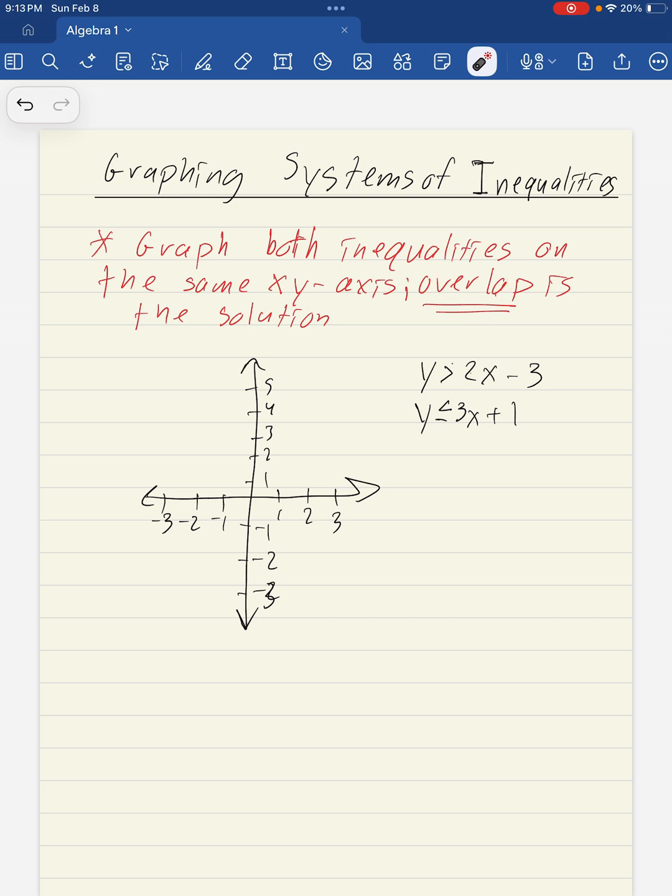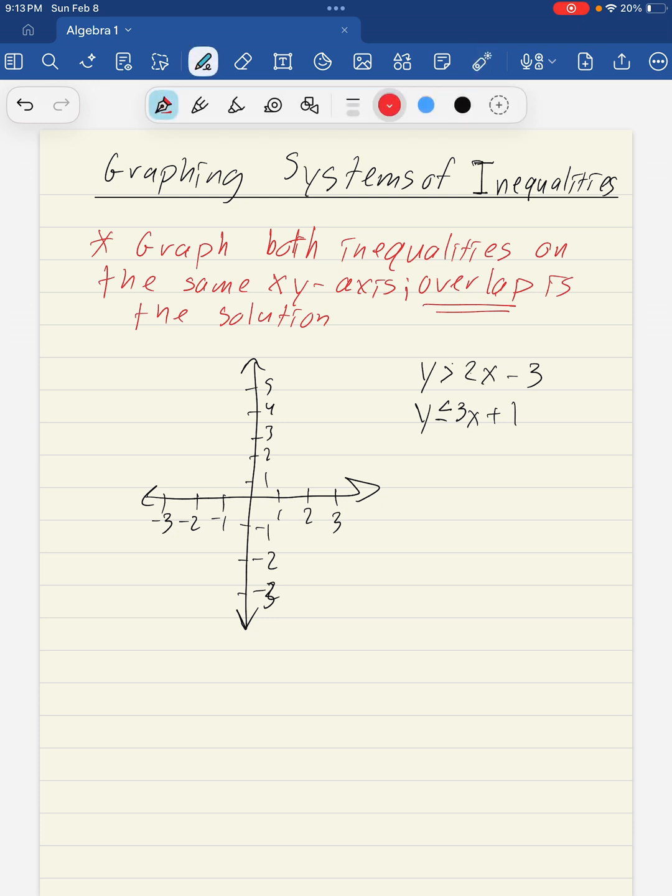So you're not going to get an actual answer like x equals 14 or coordinate (1, 3). It's going to be a shaded region, like a double shaded region, or overlap. You'll see what I mean right here. So we're going to graph these two inequalities, the system of inequalities, and ask, what's the solution?